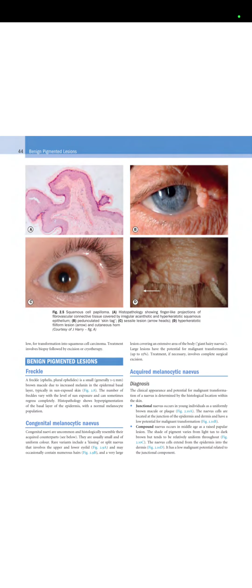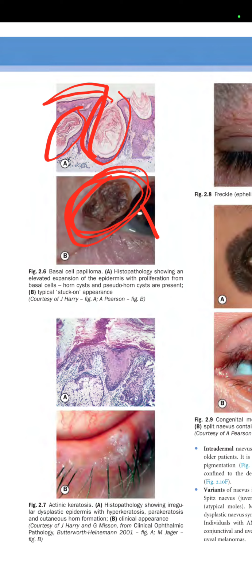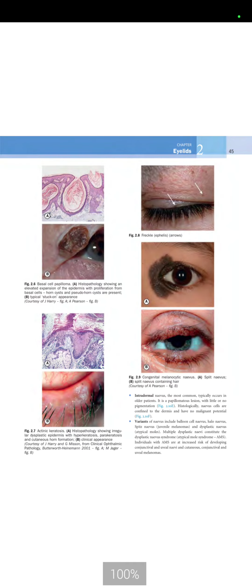So you can see figure 2.6. It is showing the basal cell papilloma. A is showing histopathology, showing an elevated expansion of epidermis with proliferation from the basal cell, and horn cysts and pseudo horn cysts are present. So these are horn cysts and these are pseudo horn cysts, and you can see the expansion of the epithelium by the proliferating basal cells. And the clinical appearance is typically a brownish greasy lesion with a stuck-on appearance. Remember the stuck-on appearance for the basal cell papilloma.